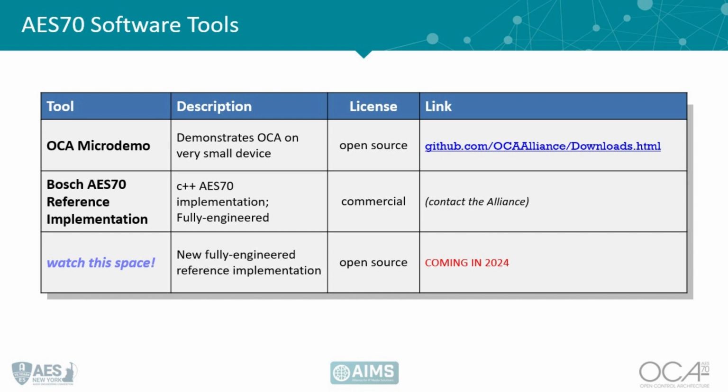The next one is a Bosch OCA reference implementation. That's an older piece that's not free at all. It's a fully engineered implementation. There are products on this floor that are based on a licensed version of that implementation. It's still in theory available, but it's being phased out in favor of something we're developing inside the OCA Alliance right now, which is a full open source implementation of OCA that will be C++ oriented, and it'll be in a repository and have all the right stuff. That will come in 2024. We're already working that out. So those are the tools.